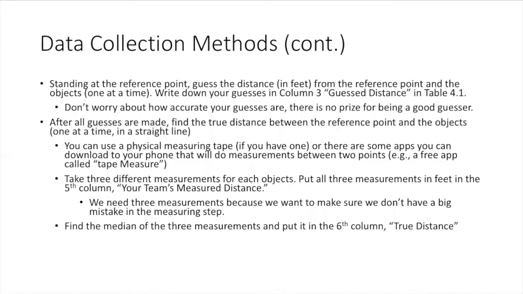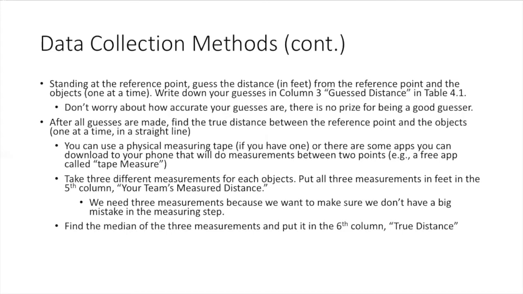After all guesses are made, find the true distance between the reference point and the objects, one at a time, in a straight line. You can use a physical measuring tape if you have one, or there are some apps you can download to your phone that will do measurements between 2 points. For example, a free app called Tape Measure.